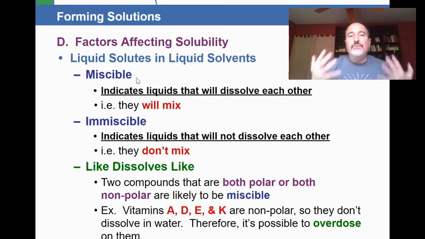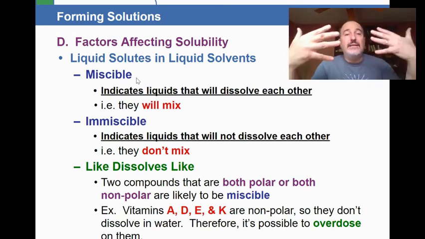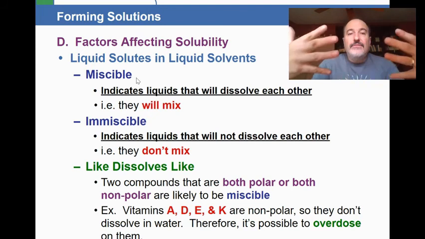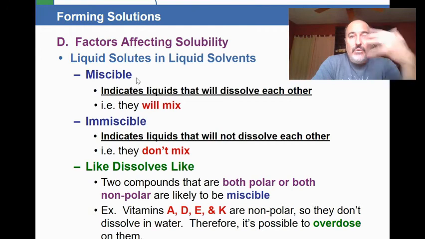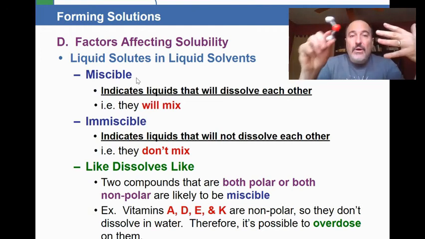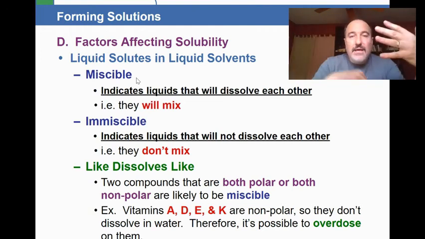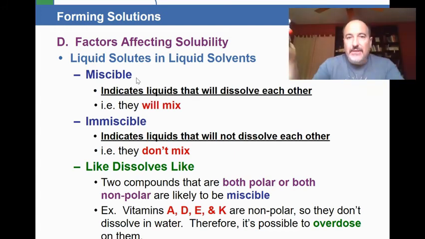If you have two non-polar molecules, like oil and turpentine, those are non-polar. Therefore, they will mix together. However, if you have oil and water, water is polar, oil is non-polar, they won't mix. They repel each other. All right? So two polar molecules are miscible, or two non-polar molecules are miscible. But if you mix a polar and a non-polar, they are immiscible.